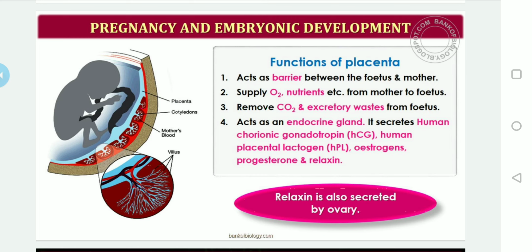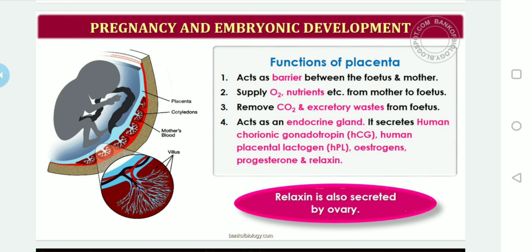And also remember how it is connected. See, the placenta is connected to the embryo through an umbilical cord, which helps in the transport of substances to and from the embryo. Remember, how it is connected means you should write this statement. Then it also acts as an endocrine gland. Remember, sometimes they will ask the question: the placenta also acts as an endocrine gland, justify this statement. Like that they will ask.